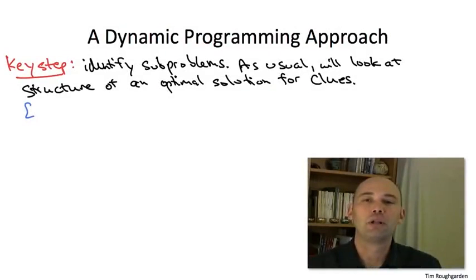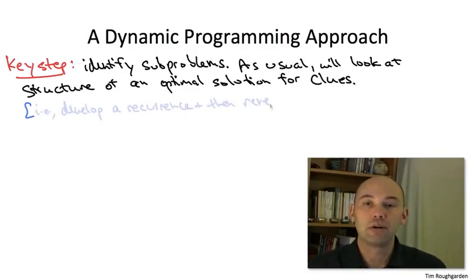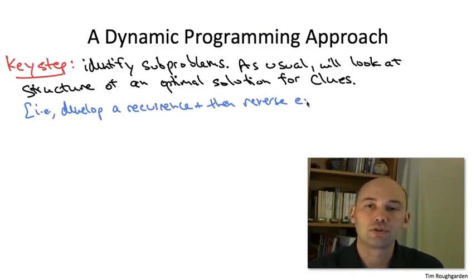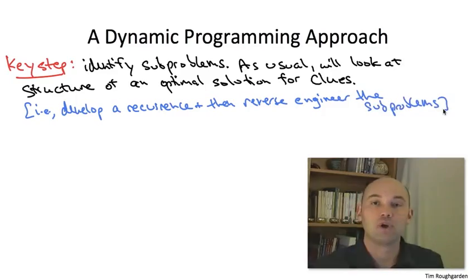Once we've figured out the small number of possibilities for what the optimal solution could look like in terms of solutions to smaller subproblems, we'll be able to derive a recurrence, which in effect just does brute force search through the small number of candidates. And from the recurrence, we'll be able to back out, we'll be able to reverse engineer what are the various subproblems that we actually care about and that we have to solve.